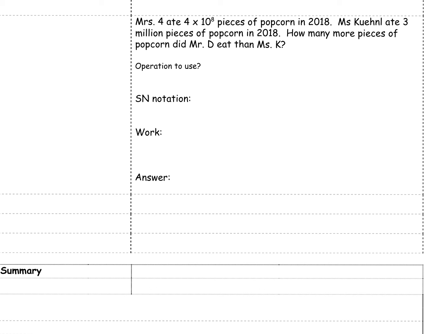Our problem says Mr. D ate 4 times 10 to the 8th pieces of popcorn in 2018. Miss Kennel ate 3 million pieces of popcorn in 2018. We need to figure out how many more pieces of popcorn did Mr. D eat than Mrs. K. So, how many more? I'm not quite sure what operation to use, so let's use easy numbers. Mr. D ate 4 pieces of popcorn, and Miss Kennel ate 3. How many more pieces did he eat?